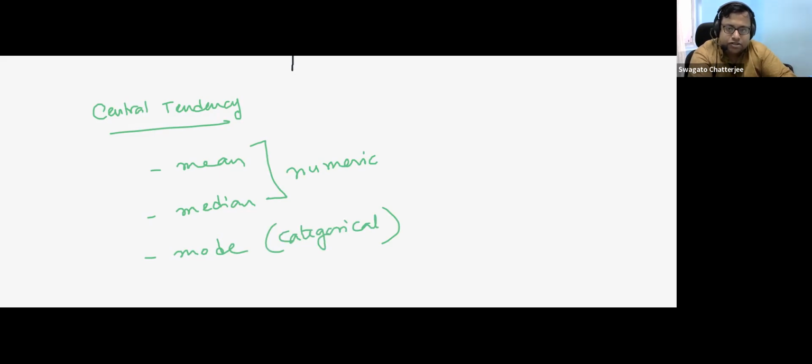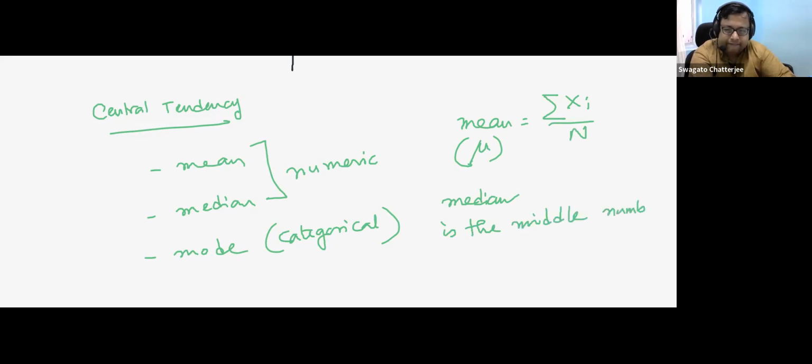Mean means the average, basically summation of, we note it down by mu, summation of xi over capital N, where capital N is the number of observations and xi are the individual observations. And median, on the other hand, is the middle number when the data is sorted. That means either smallest to largest or largest to smallest, you sort the data set, and the middle number is your median.